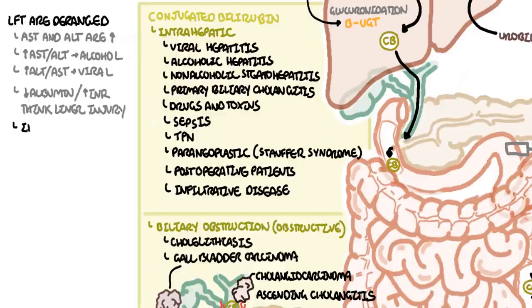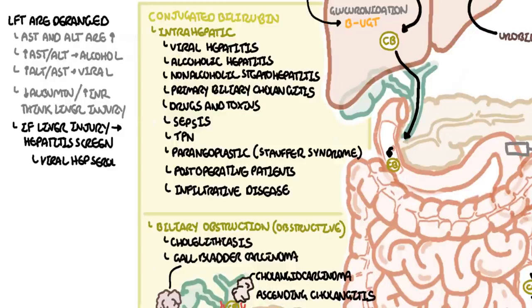In this scenario, you have to continue and perform what's called a hepatitis screen. So you perform blood tests to look for other causes of liver disease, including hepatitis B and hepatitis C serology, autoimmune hepatitis, checking iron studies to look for hemochromatosis, amongst many other things.